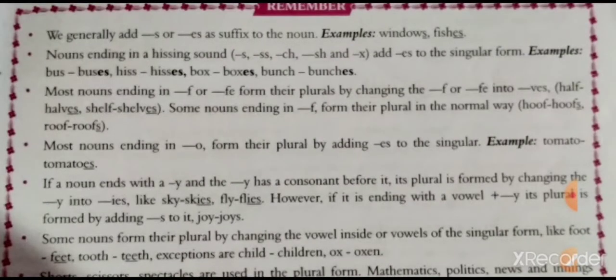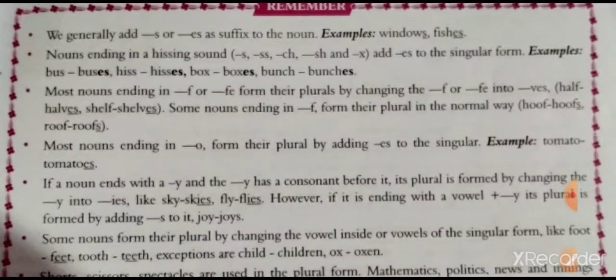Now the next point is, most nouns ending in o form their plural by adding es to the singular, for example, tomato, tomatoes, potato, potatoes. The next is, if a noun ends with y and the y has a consonant before it, its plural is formed by changing the y into ies, like sky, skies, fly, flies. However, if it is ending with a vowel plus y, its plural is formed by adding s to it, joy, joys. Now next one is, some nouns form their plural by changing the vowel or vowels inside the singular form, like foot, feet, tooth, teeth. Exceptions are child, children, ox and oxen.